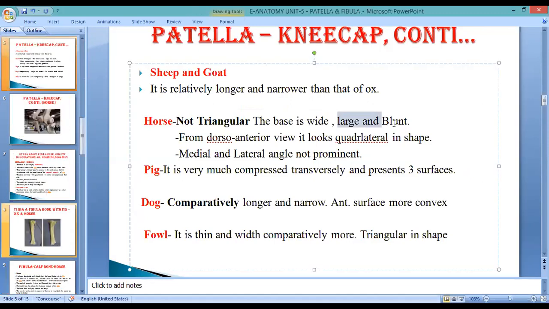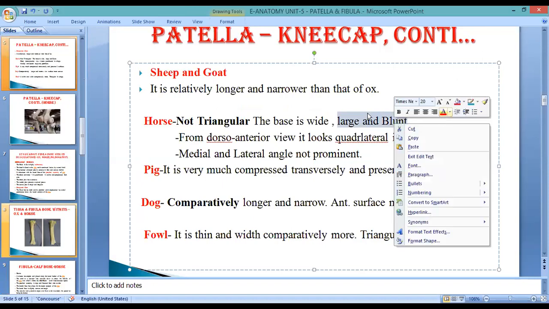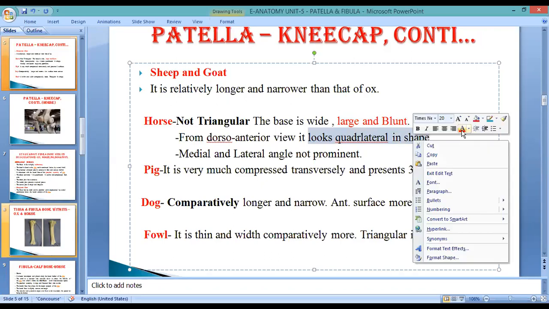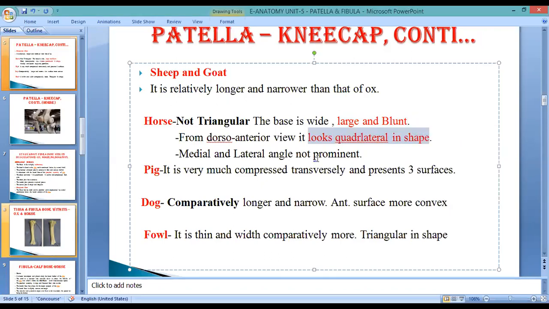And when we observe from anterior dorsal, that means from the front and from above, the shape of this patella, the largest sesamoid bone in the horse, is quadrilateral, and the medial and lateral angles are not prominent. That means the medial and lateral borders, because it is quadrilateral in shape, are not prominent.